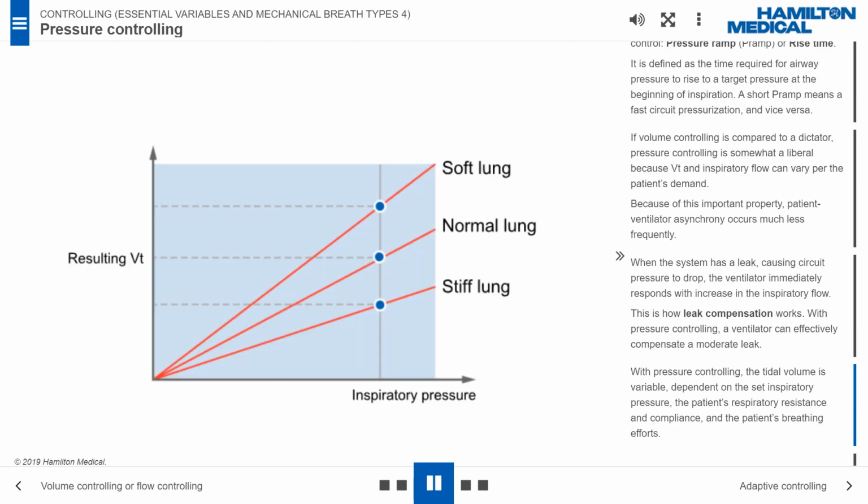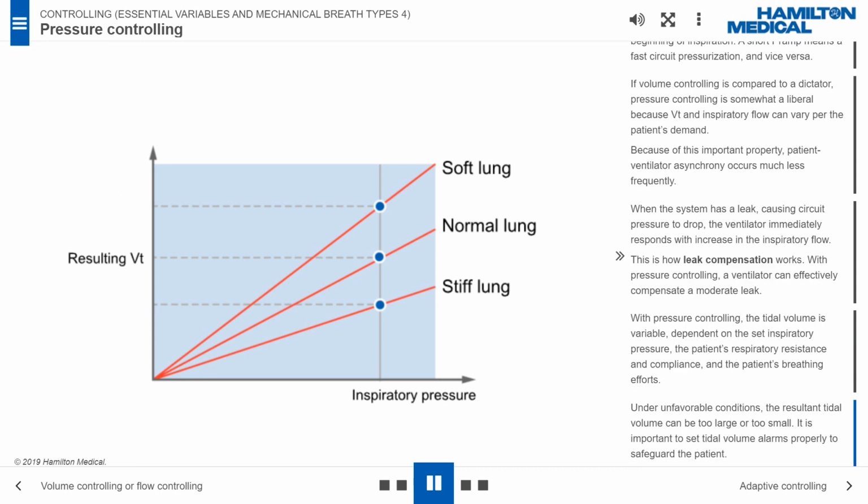With pressure controlling, the tidal volume is variable, dependent on the set inspiratory pressure, the patient's respiratory resistance and compliance, and the patient's breathing efforts. Under unfavorable conditions, the resultant tidal volume can be too large or too small. It is important to set tidal volume alarms properly to safeguard the patient.